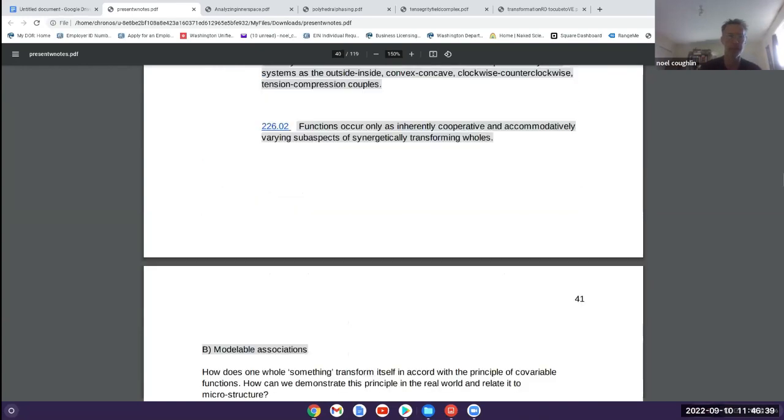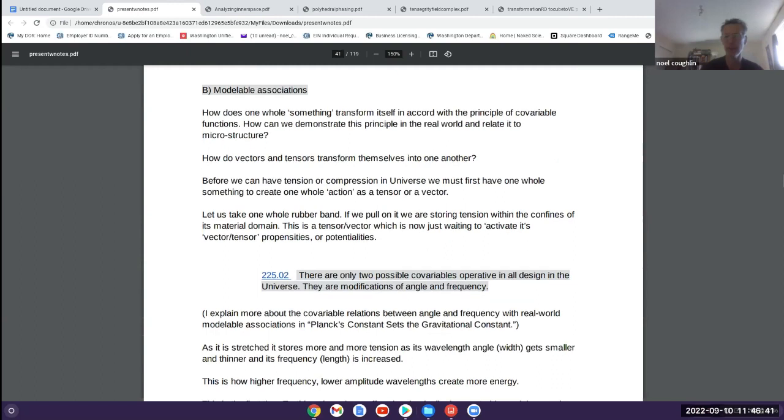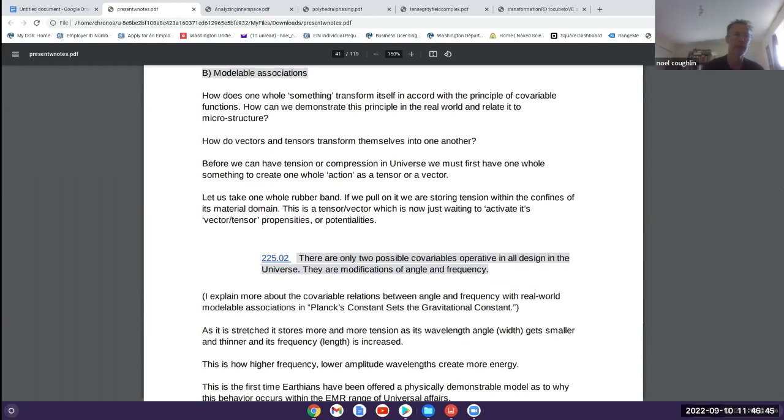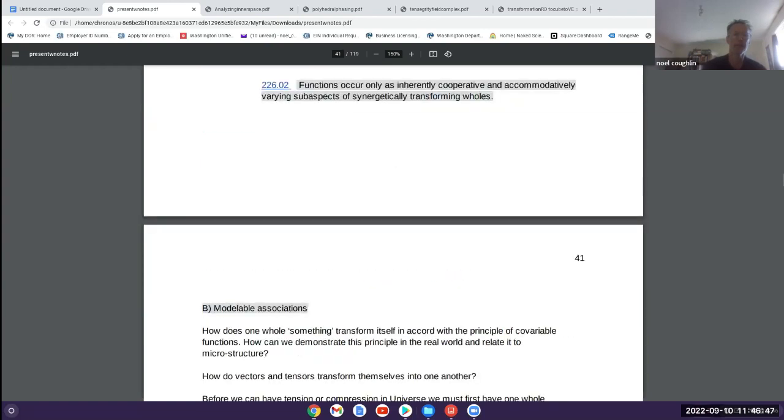I am going to jump through. This is a fun modelable association I talk about. I might as well do it. And with that in mind, I need to read a bunch of this.